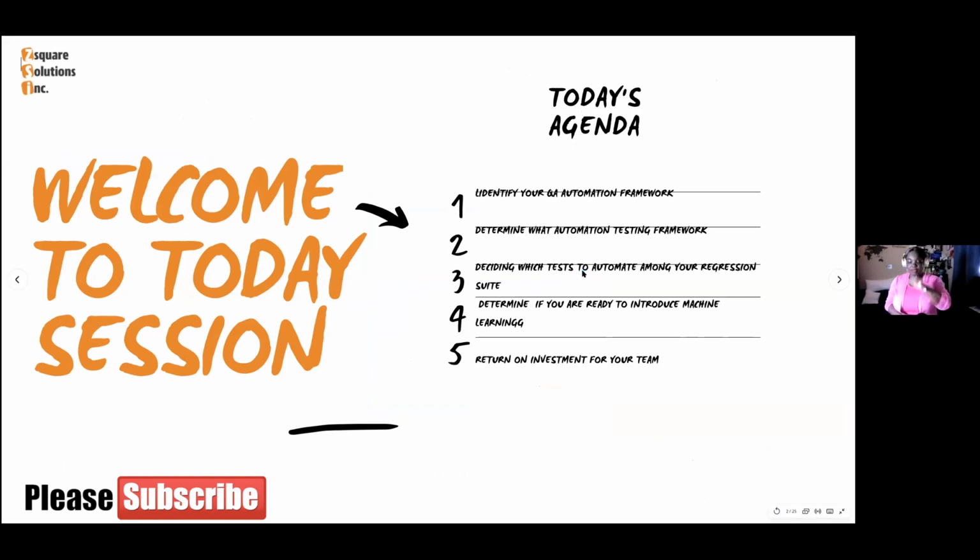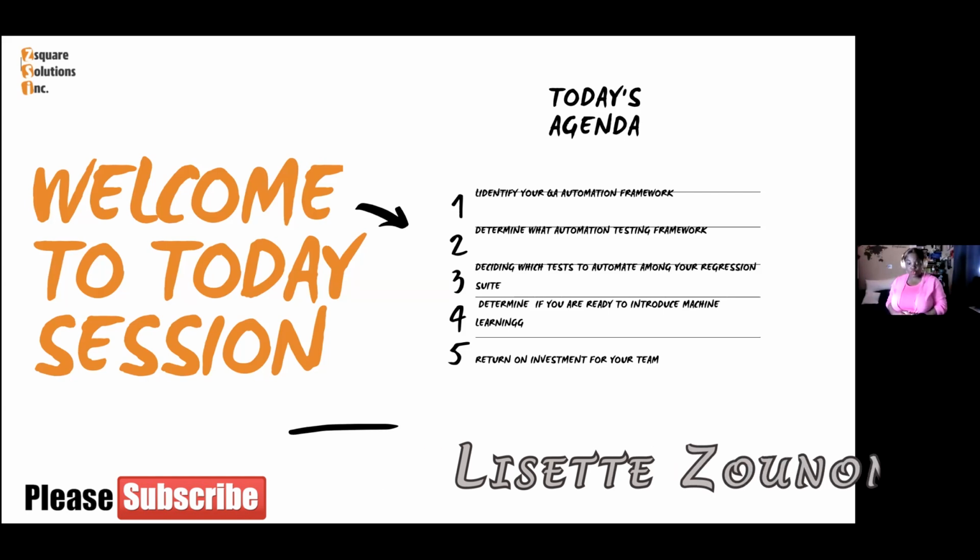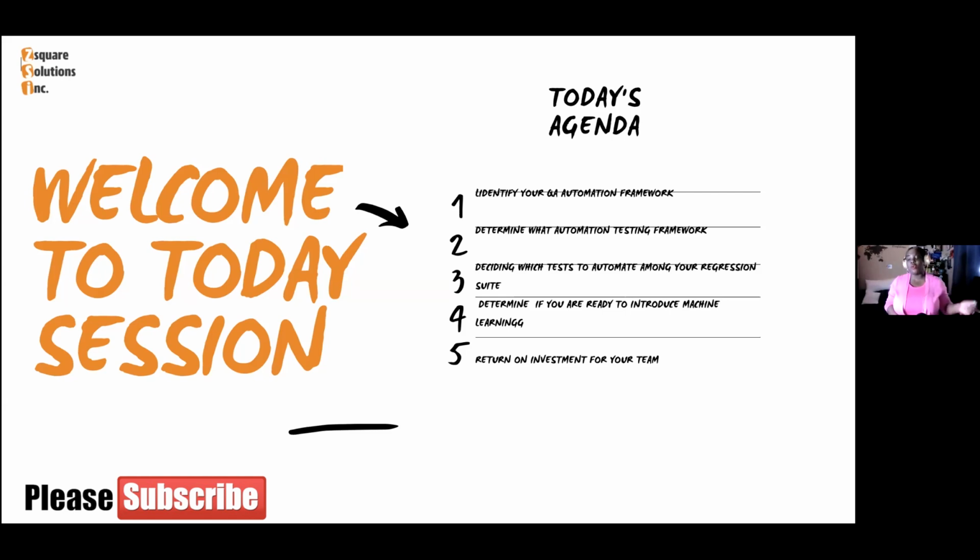Today's session, a couple of things we're going to cover: identify your keyword automation framework, determine what automation testing framework might be available for you to use, decide which test case to automate among your regression testing suite, determine if you are ready to introduce machine learning into your automation, and then talk about your return on investment.